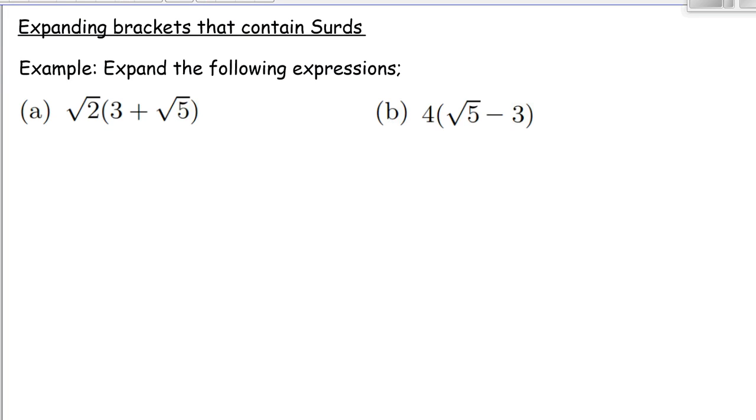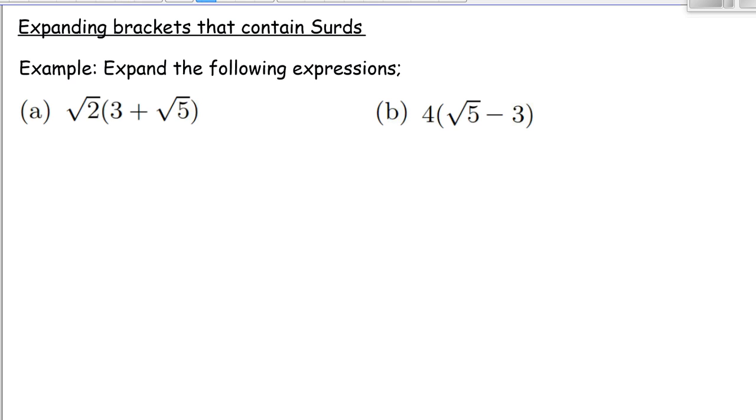We can also expand brackets that contain surds. Now, before I look at these questions here, there are some rules that I want to review about surds, which are important and can help us to work out these questions.